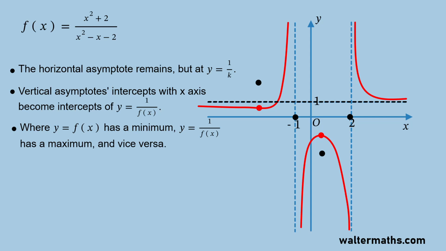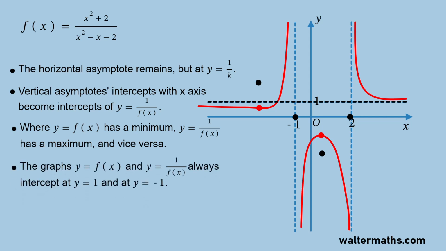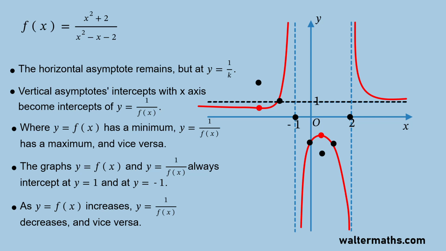Also, you need to understand that for the graph of a function and its reciprocal, they will always intercept at y equals 1 and at y equals minus 1, which is at these 2 points here. And lastly, it's important for you to know that as f of x increases, the reciprocal graph decreases and vice versa. Okay, so to make the sketch, it should now come out like this all the way. So that is the reciprocal graph that we'll be having.